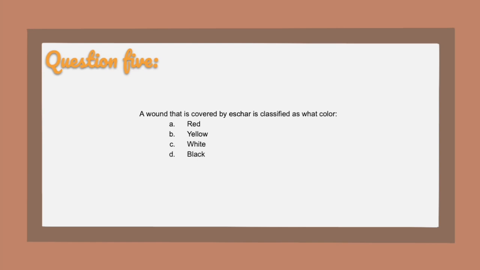Question 5, correct answer is D, a black wound. Time to go back and review those wound colors. Red is associated with a healthy wound with healthy granular tissue. Yellow wounds often are categorized by slough, and then black would be eschar.